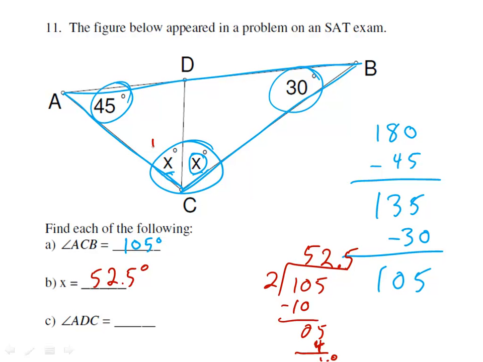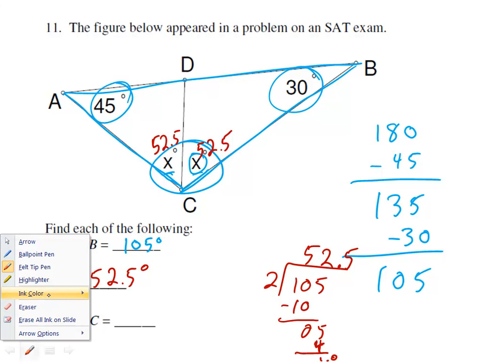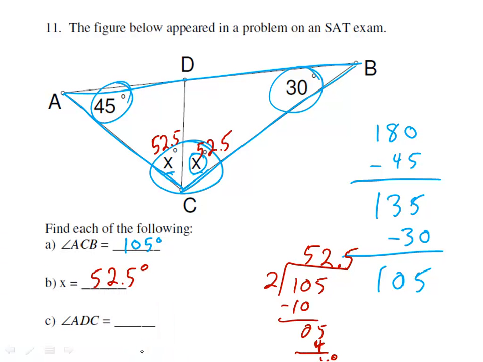Now another good strategy, once you figure out a piece of information, is to fill it in at that location, because we're all very visual, and it's much easier for us to see things when they're visual. So that's what we've got here. Now they ask about ADC. That's this angle right here, which is the third angle of the smaller triangle ADC. And I know two of those angles now. I know that there's 52.5 and 45. So this time instead I will add them together.